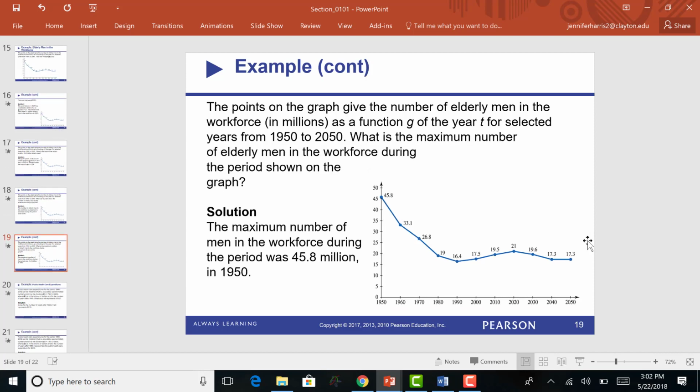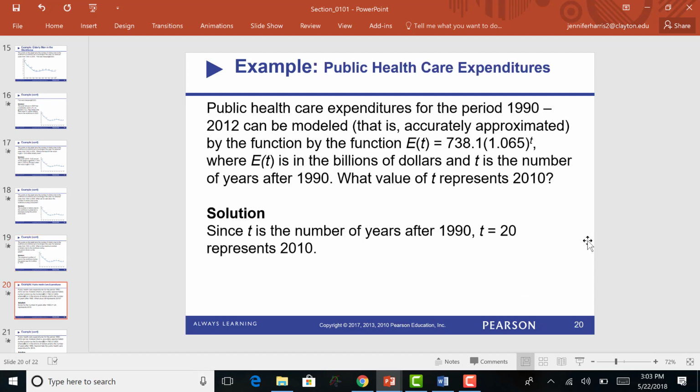Next one. All right, same graph. What is the maximum number of elderly men in the workforce during the period shown on the graph? During 1950, it was 45.8. When we first looked at this graph, 1950 was the highest number of elderly men in the workforce, which is 45.8 million. All righty.